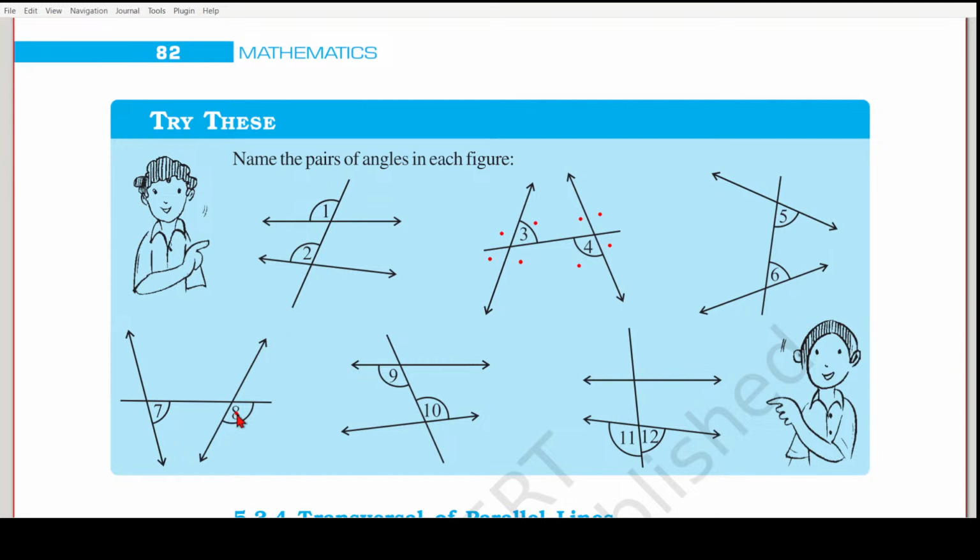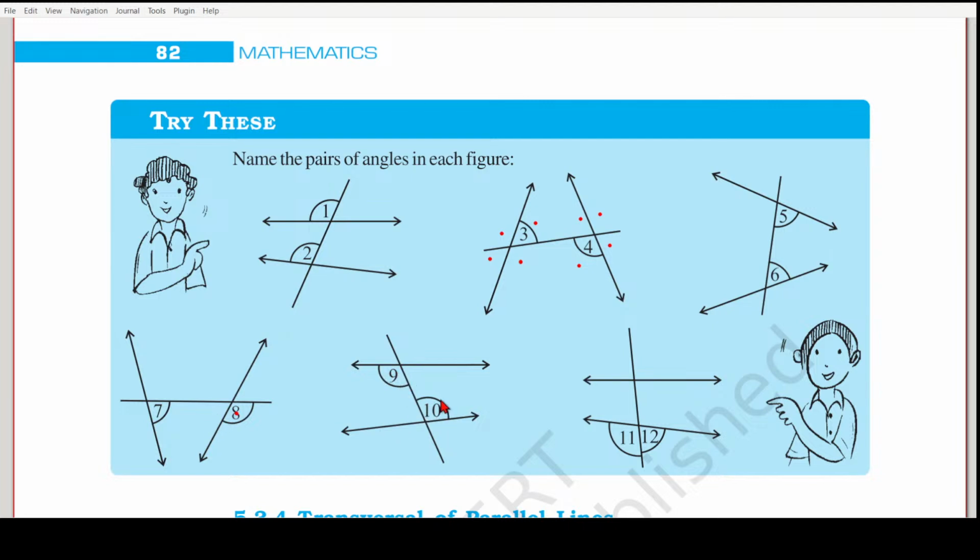So one is what? Is this interior or exterior? 8 is exterior, right? 7 is interior. Okay. Now what is the relation between these two? Are they corresponding angles? Yes, excellent. These are corresponding angles.